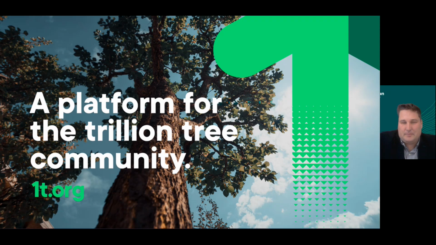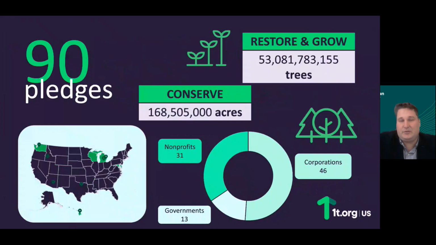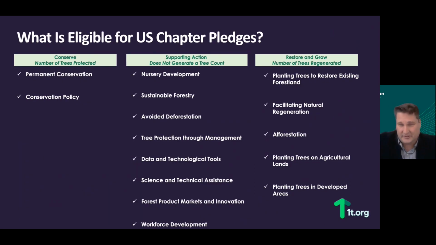We also help run the 1T U.S. chapter with the World Economic Forum. The basic idea here is that you can make a pledge, nonprofits, governments, corporations. We have over 50 billion trees pledged so far, and that includes restoring existing, maintaining existing forests, and the categories are wide. It's not just the planting initiative. It's about taking care of the forest and optimizing it for climate outcomes and health outcomes. And urban forestry is included in this. You can see workforce development on there, nurseries. So you can make pledges across all these categories.